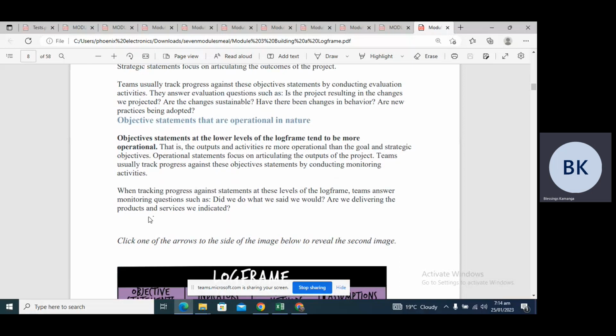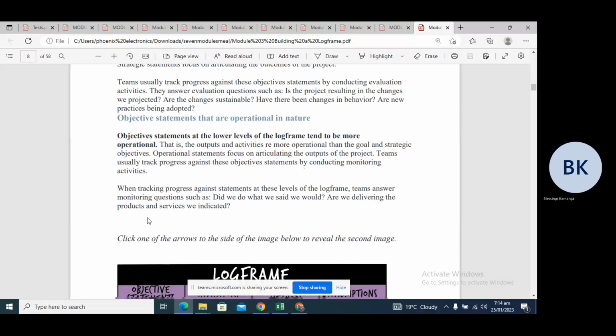But when looking at the operational aspect, we're just tracking the progress. We say, did we do what we said we would? Did we do this particular activity? Are we delivering the project services that we indicated? That's what we mean by the objective statements being operational.